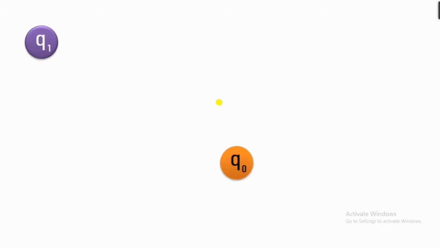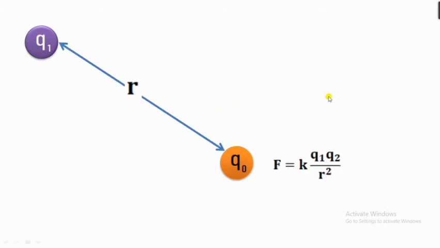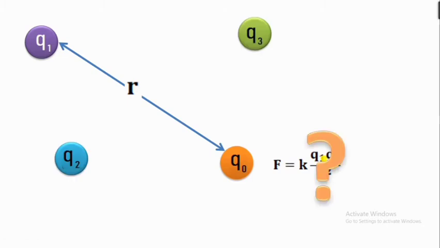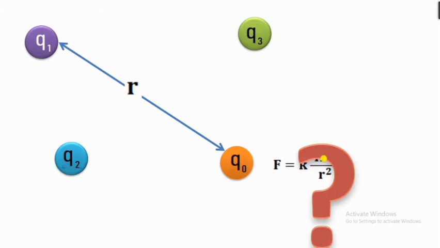Now first let us understand what is superposition theorem. Suppose we have two charges and r is the distance between them. Then according to Coulomb's law, the force between them is given by F = k q1 q2 / r². But what if we have more than two charges? So what is the force? Using superposition theorem this problem can be solved.